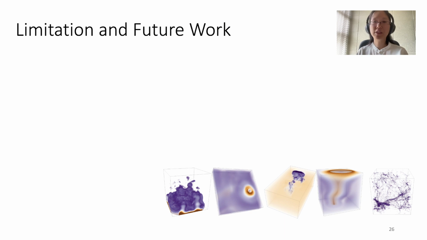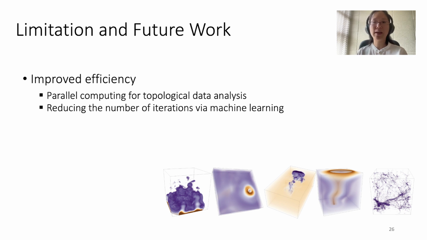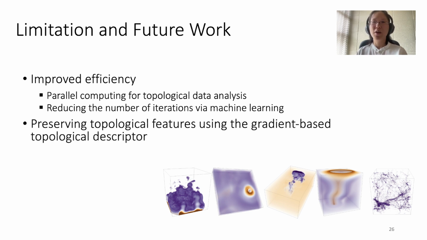There are many future directions. We would like to further improve our framework for large-scale data, such as parallelized contour tree-related computation. It may be possible to improve the computation efficiency by reducing the number of iterations to eliminate false cases using machine learning techniques. We are also interested in preserving topological features using gradient-based topological descriptors such as Morse and Morse-Smale complexes.